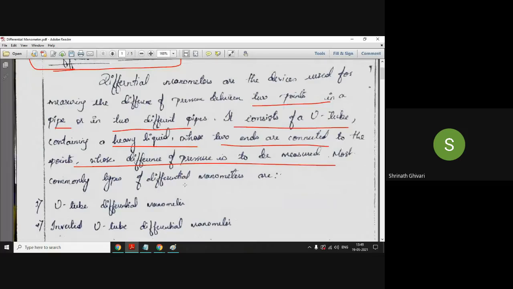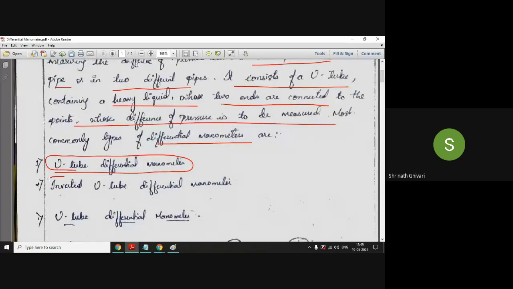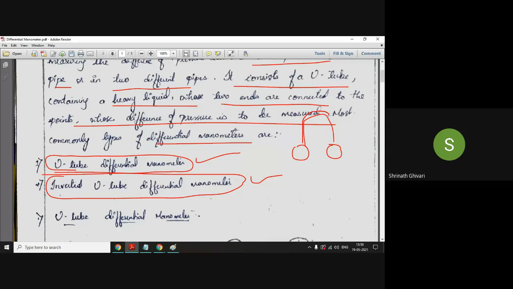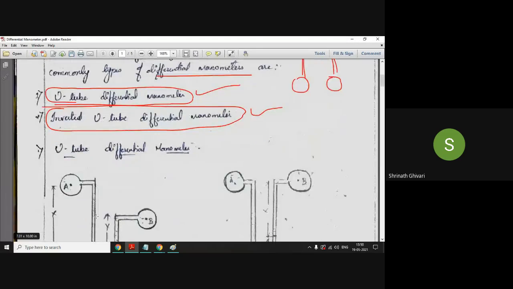Okay, the commonly used differential manometers are, one is U-tube differential manometer, which one I have shown you. Another one is inverted U-tube differential manometer. This is one point, this is second. There are two differential manometers, U-tube and inverted U-tube. So inverted means it will be like this. Okay, it is inverted U-tube differential manometer. If I say U-tube manometer, it is a simple one. If I say differential manometer, it is going for measuring the pressure difference.